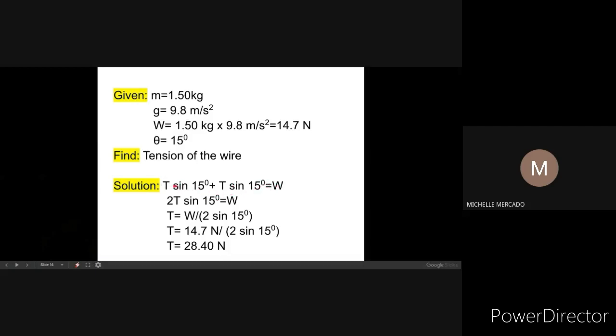Then we're going to add these, so 2 tension sine 15 degrees is equal to weight. Since we already have the weight, we're going to identify the tension. So transpose: tension is equal to weight divided by 2 sine 15 degrees. Then tension is equal to the given, 14.7 Newton, divided by 2 sine 15 degrees. Okay, 14.7 divided by 2 sine 15 degrees is equal to 28.40 Newton.